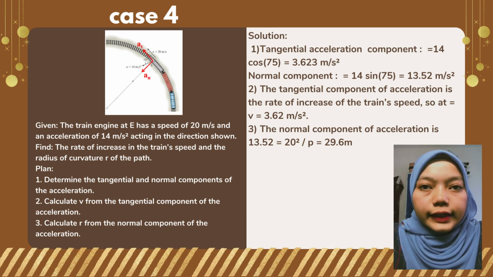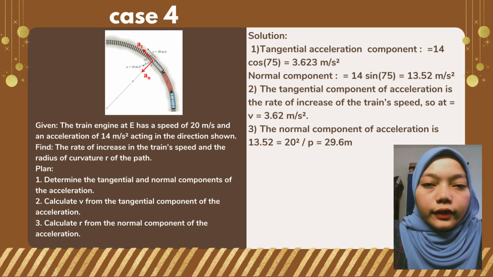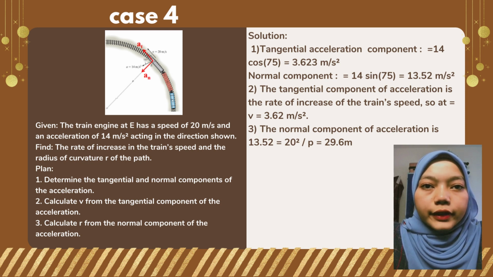The solution is: acceleration tangential component at = 14 cos 75° = 3.623 m/s². Normal component an = 14 sin 75° = 13.52 m/s². The tangential component of acceleration is the rate of increase of the train speed, so at = v̇ = 3.62 m/s². The normal component of acceleration is 13.52 = 20²/ρ, so ρ = 29.6 meters.